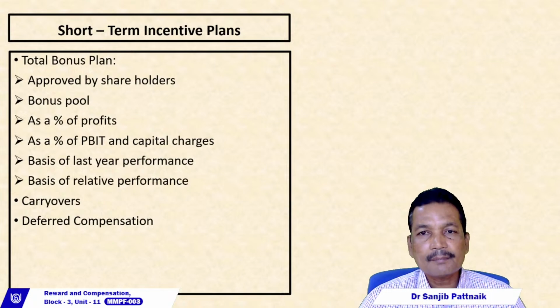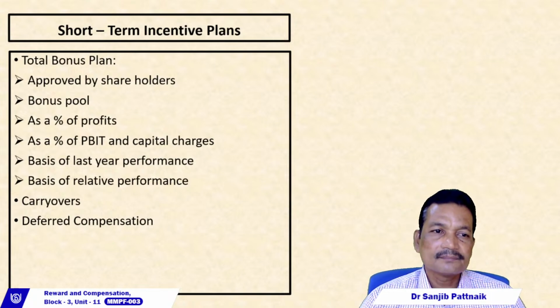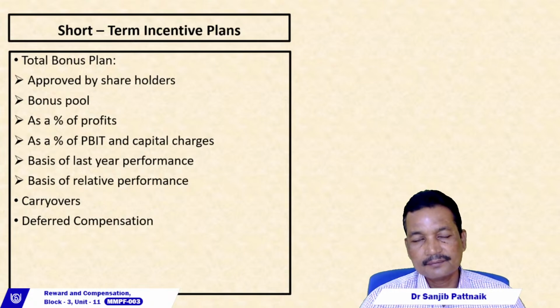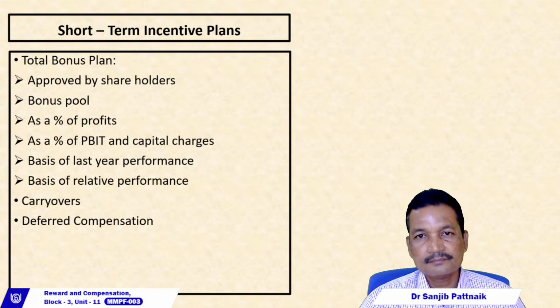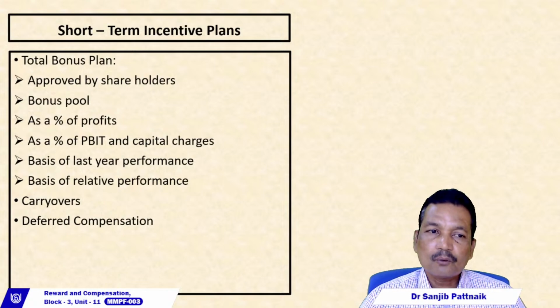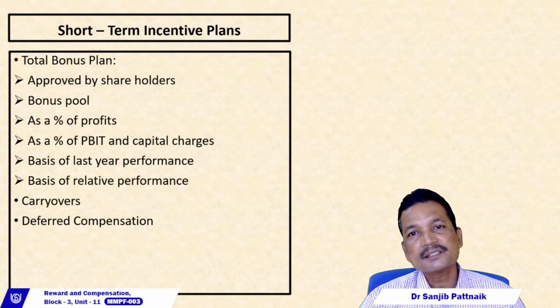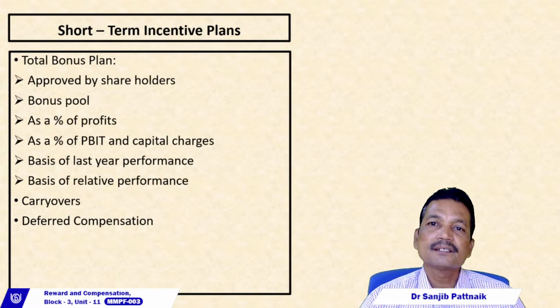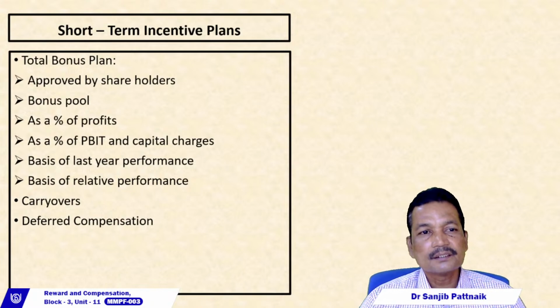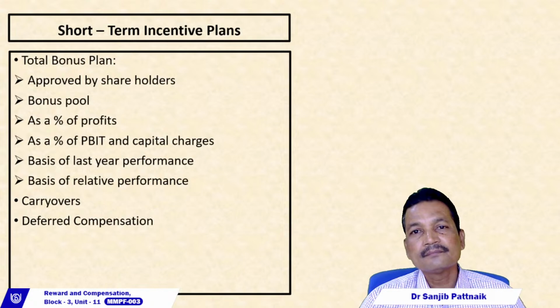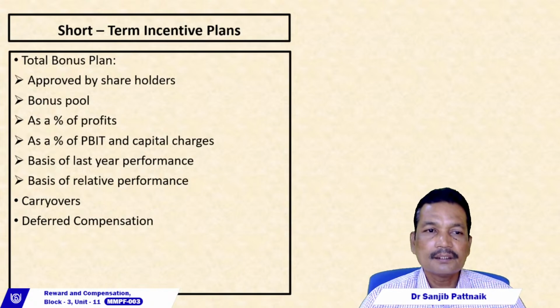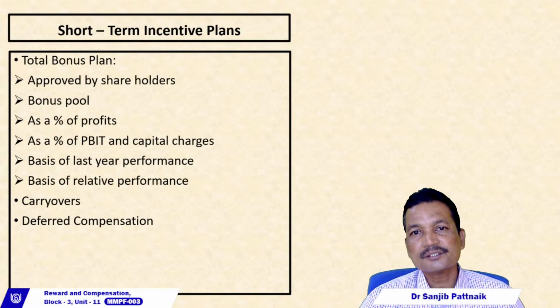How can this amount be determined? One is as a percentage of profit. Suppose the profit for this year is 10 crores. The shareholders approve that the bonus should be 10% of the profits. That means 1 crore rupees would be set aside out of the total 10 crore profit to be distributed as bonus or incentives to the employees.